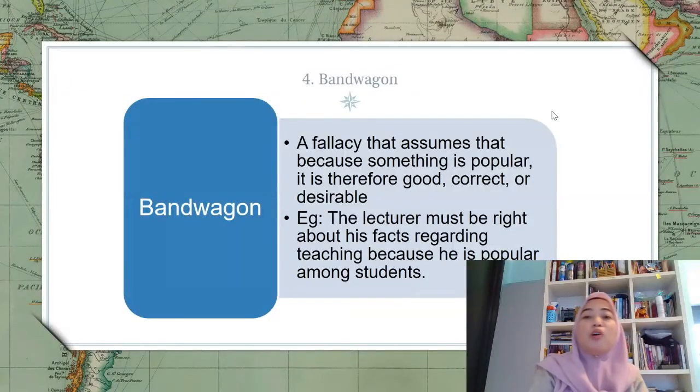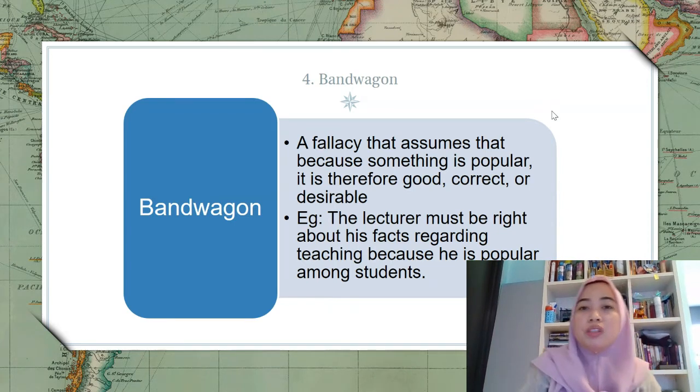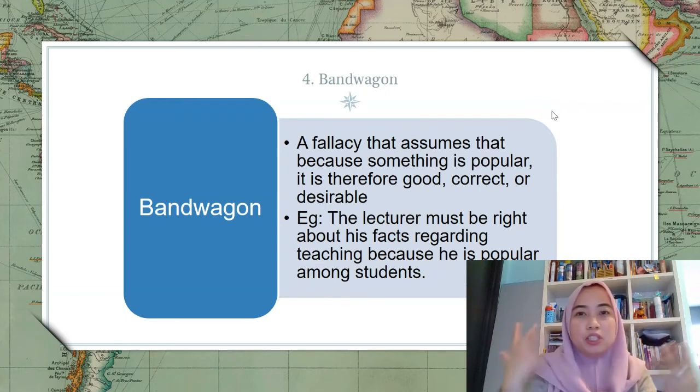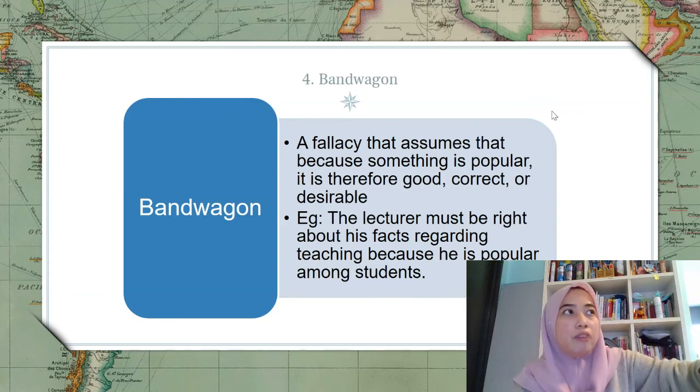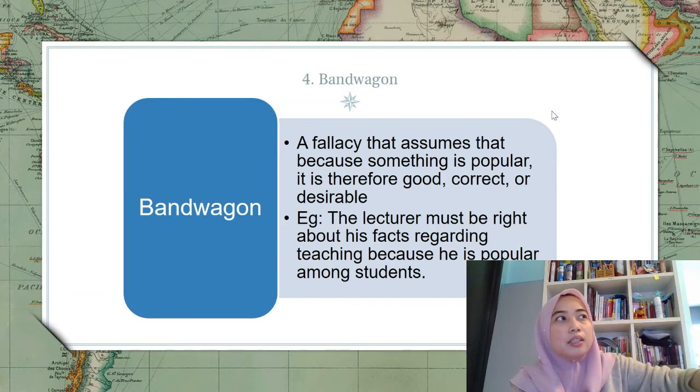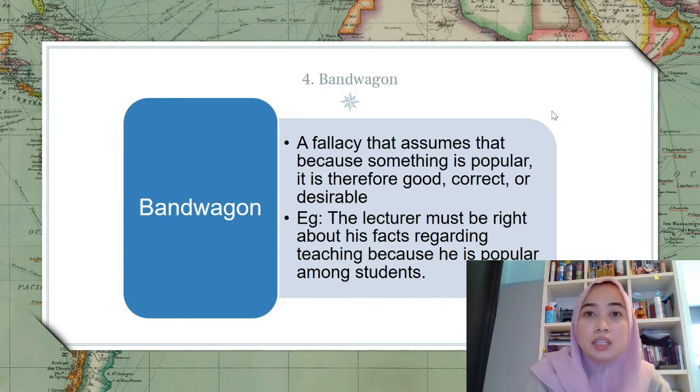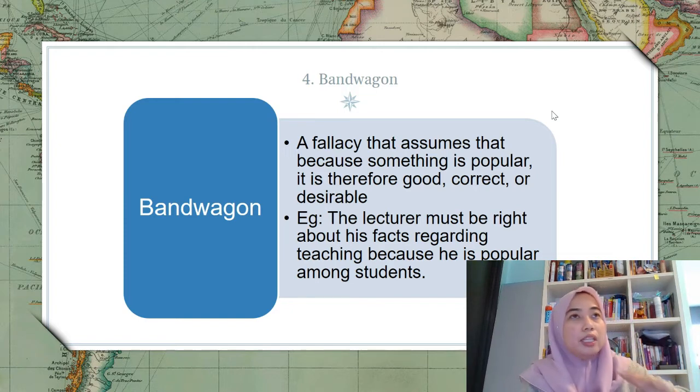We have here now bandwagon. It's very, very easy. Bandwagon is a type of bad argument where you want to do something that is popular because everybody's doing it, so you think it's correct and good. So here, the example is: the lecturer must be right about his facts regarding teaching because he's popular among the students. So you see a very popular person and you think that because he's popular, it's fine that he's saying something, or it's fine that he's doing something, because he's popular.